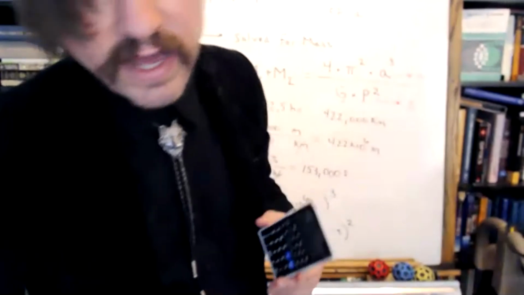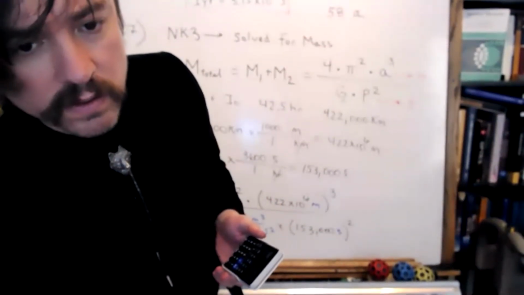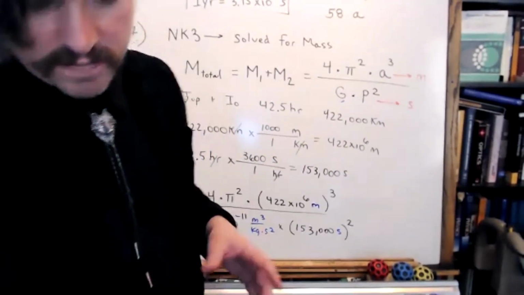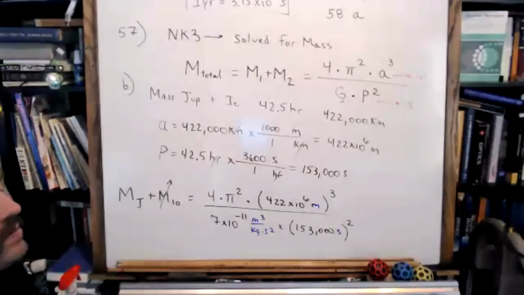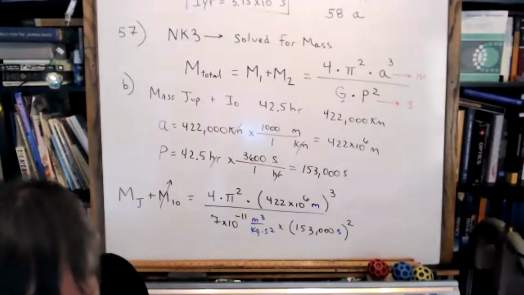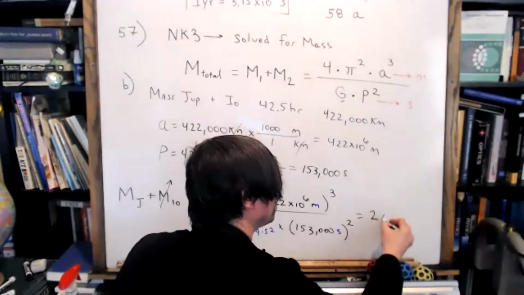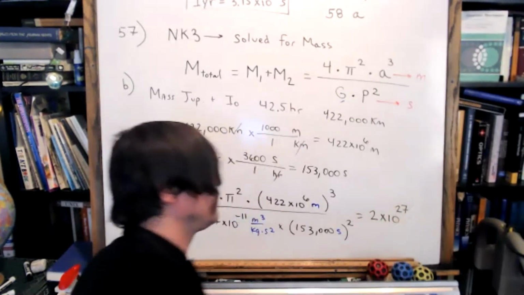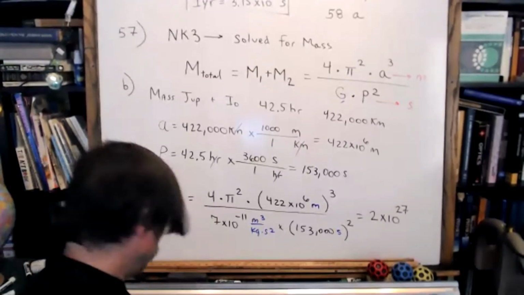Jenna, Ian, do you got it? All right. Yeah, it's just dim. What should I round my answer to then? 1.81 times 10 to the 27th. And I'm just going to make it 2 times 10 to the 27. What are my units? Kilograms. Nice.